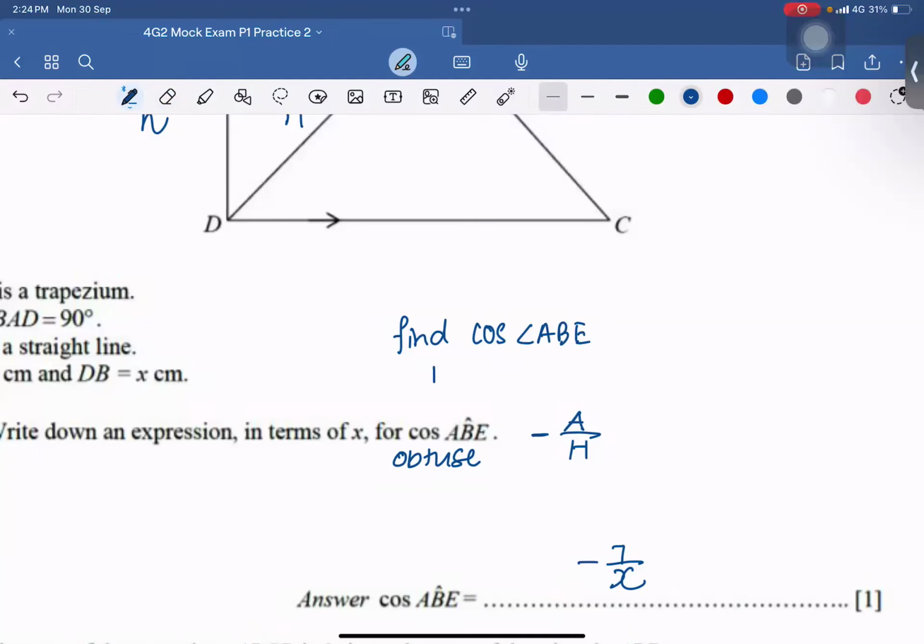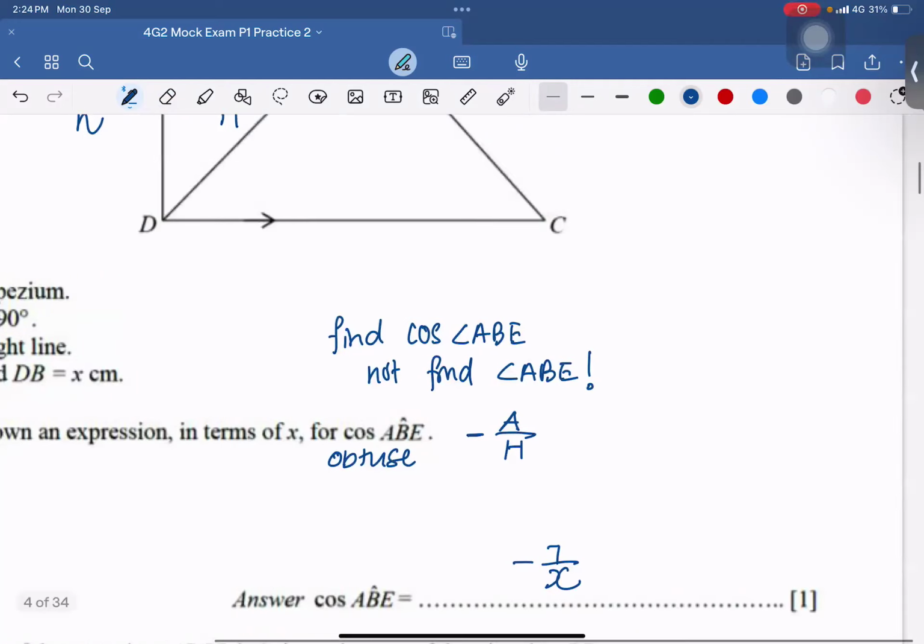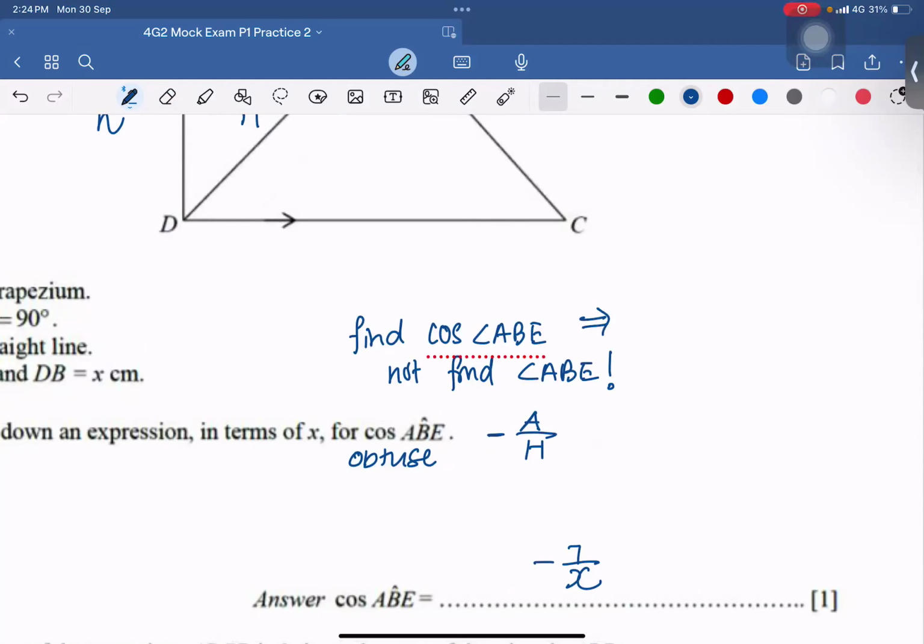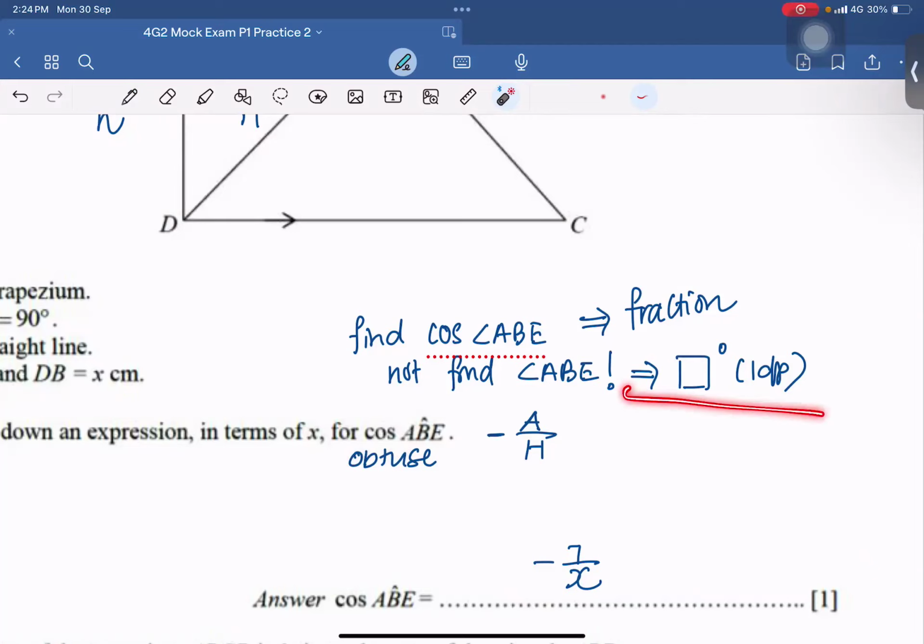Angle ABE, not find angle ABE. There is a difference. If the question is asking for cosine angle ABE, they want a ratio, a fraction. If they are asking for the angle, this one comes in something degrees, 1 decimal place. So they are two very different things. Open up your eyes, read carefully, and it's only 1 mark. Usually when they need to find the angle, it will easily be 2 marks already.